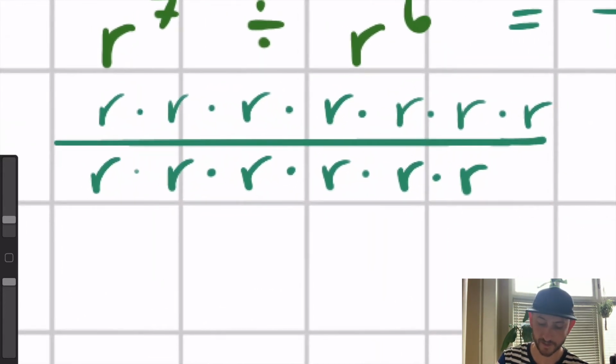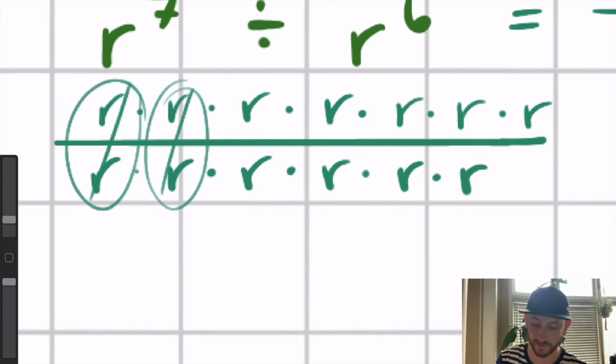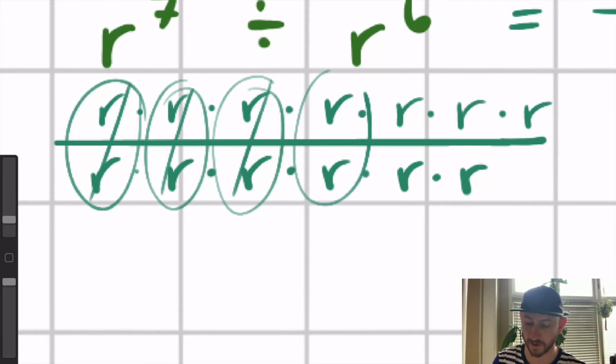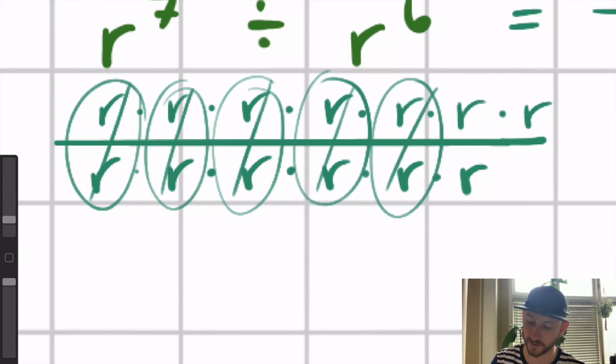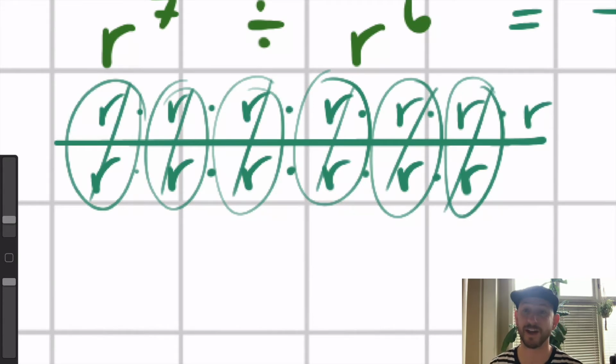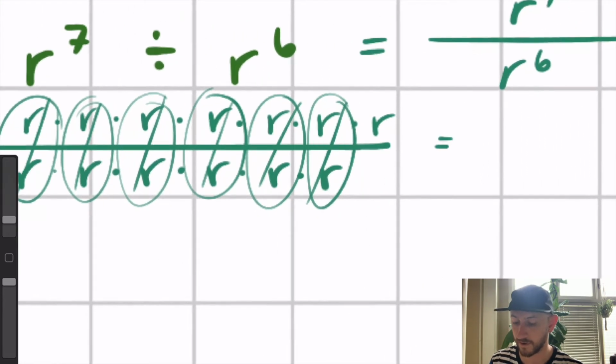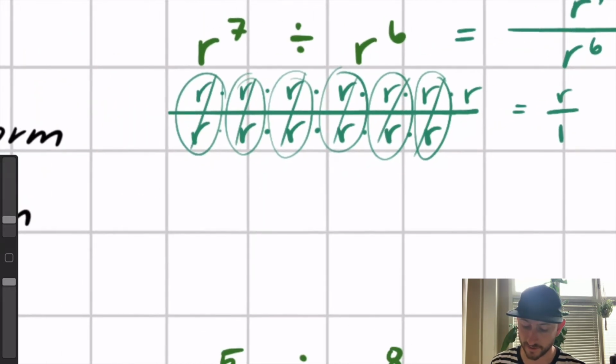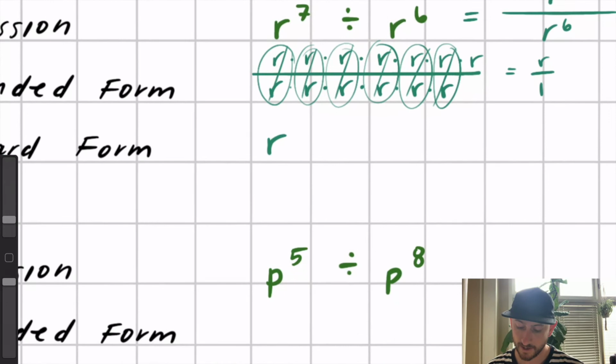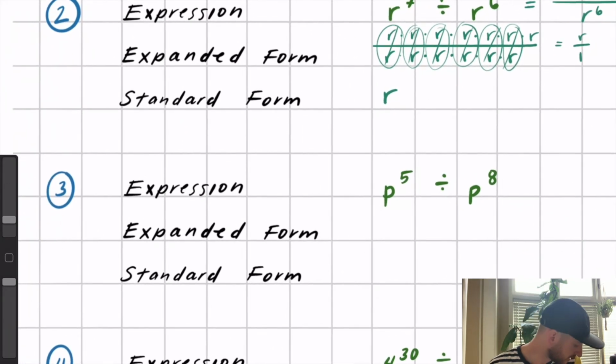Now, just like last time, anytime we have any number over itself, that just equals 1. So all of these essentially mean 1 times 1 times 1 times 1 times 1, which all just equals 1. And once we're done making those matches, there's only 1 r left on the top, which means r over 1. And because we never have to write the denominator if it's 1, our standard form is just r. Technically to the power of 1, but we don't need to write the power of 1.